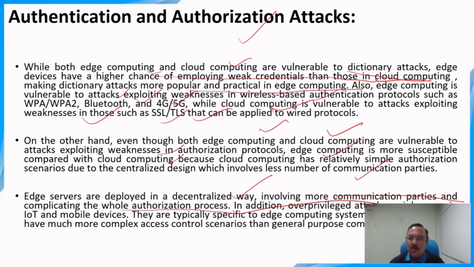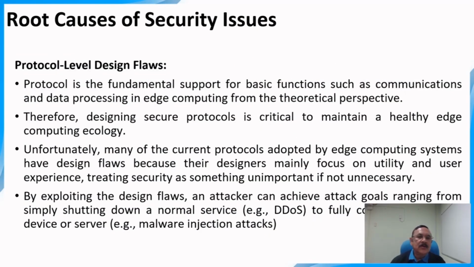In addition, overprivilege attacks mainly occur in IoT and mobile devices. They are typically specific to edge computing systems, since such systems have much more complex access control scenarios than general purpose computing. So, the root causes of security issues: protocol-level design flaws. Protocols are the fundamental support for the basic functions, such as communication and data processing, of edge computing.